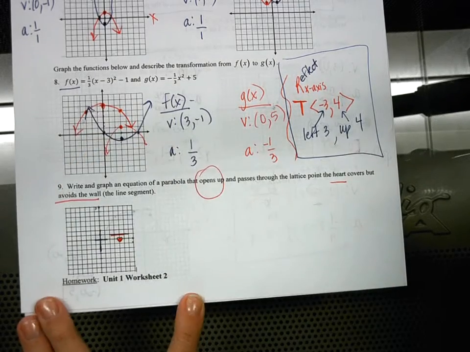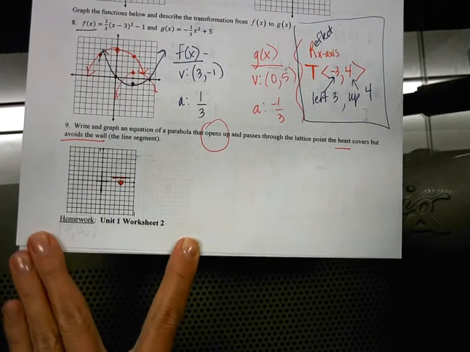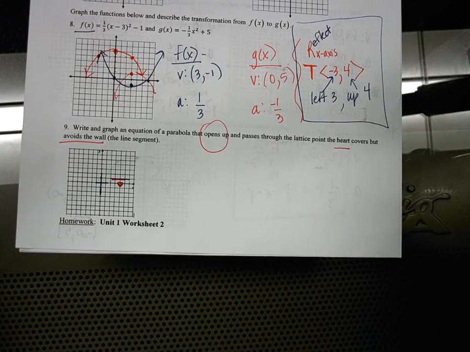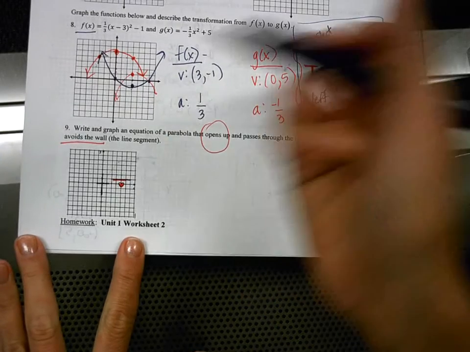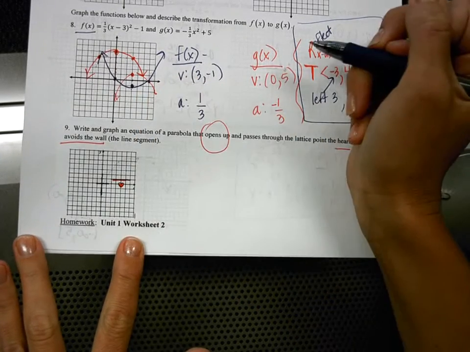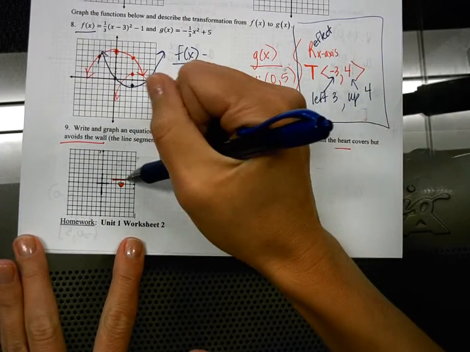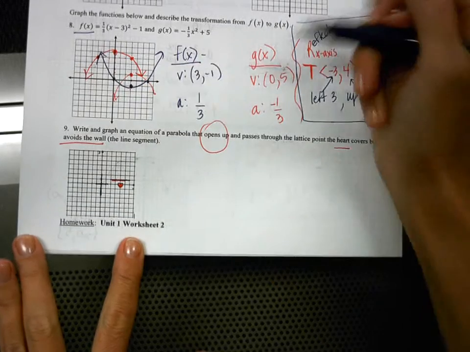Okay, so as you can see, this is kind of playing into our performance task that we're going to have towards the end of this unit, okay? I find that it's easiest to start at like the lowest point on the graph. And so in this case, since they want us to open up, if I start at my lowest point on the graph that they want us to go through, it is the heart, okay? Now, I can't touch this wall. So I need to make a curve going up, but it can't touch the wall.